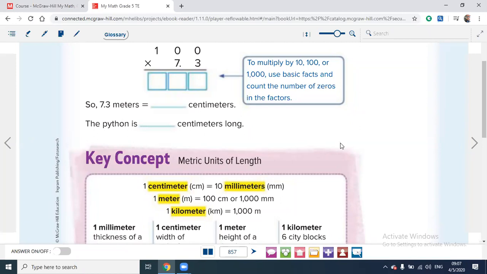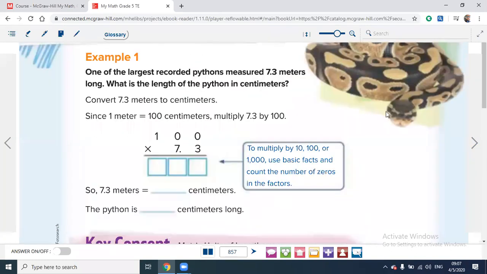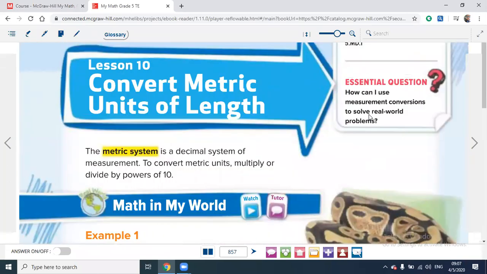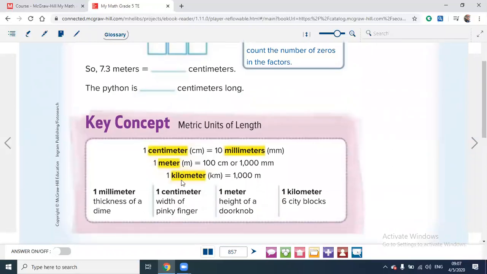How to convert? To convert metric units of length, multiply or divide by powers of 10. What does it mean? Before we go to multiply or divide, I will write here the metric units.